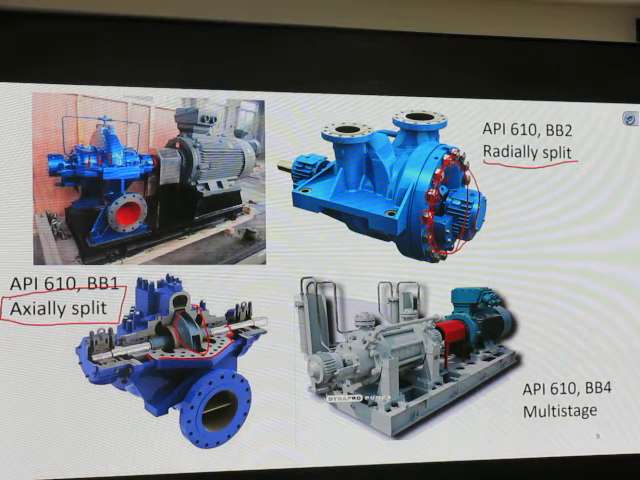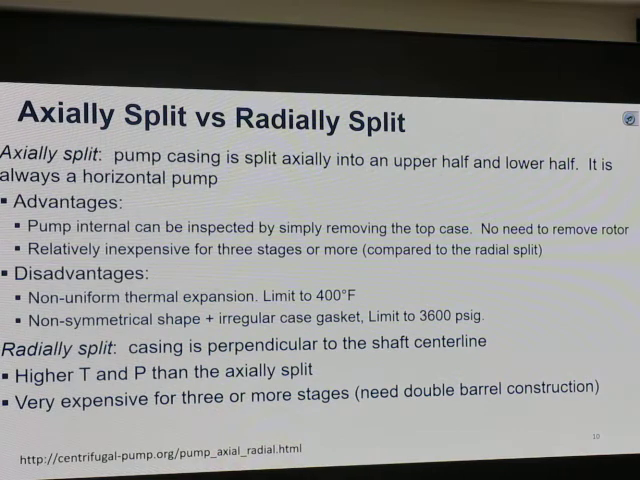I think last year I had a comment that I didn't learn anything from this class except radially split and axially split. So he did know something. The good thing with radially split is that when it's getting hot, it expands uniformly. So radially split is good for higher temperature. But if it is not uniform, like axially split, when it gets hot and has thermal expansion, it may not expand uniformly. That's why I put here: radially split, higher T and P, higher temperature and pressure than axially split. This is the part that you need to know.